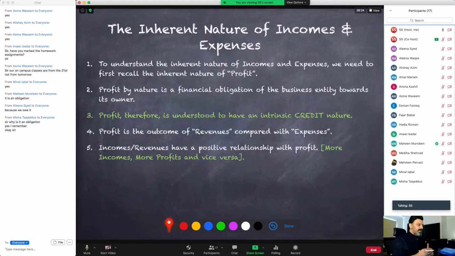If you have more incomes or an increase in incomes, your profit will eventually be higher than before. And if you have earned lesser incomes, your profits will be lower. So that means your profit and incomes have a positive relationship, or they move in the same direction. More incomes means more profits, less incomes means less profits. Do we understand point number 5?